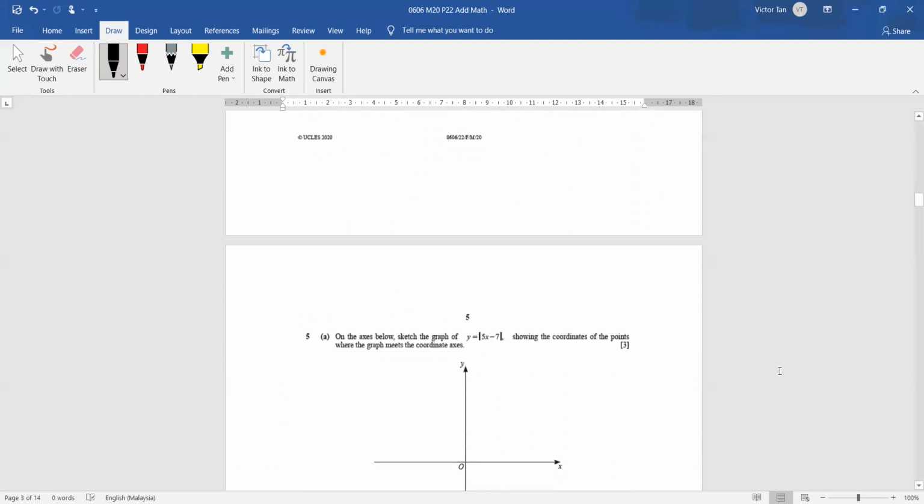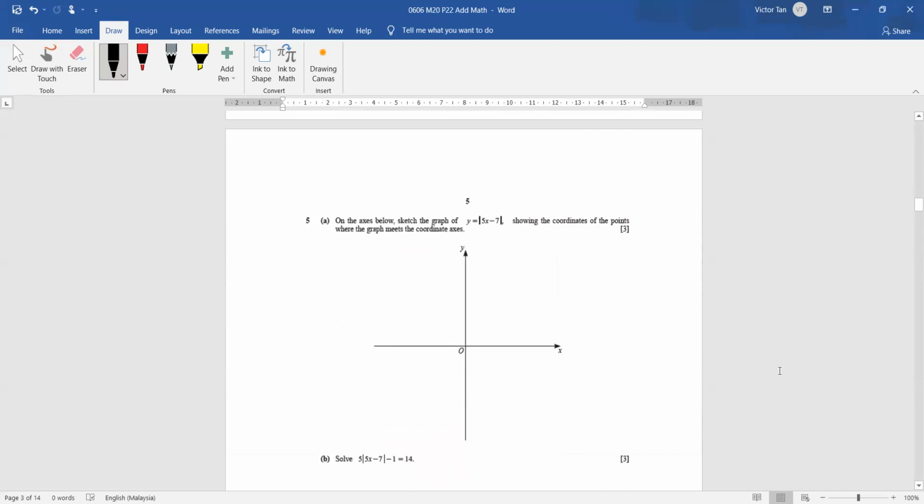That's the solution. On the axes below, sketch the graph of y equals modulus of 5x minus 7. You need to show where the graph meets the coordinate axes. 5x minus 7 is something like that. Okay, so this part here will be reflected upwards. So I'm going to redraw again. Okay, so this will be 7. This is 7 over 5. There, you have it.